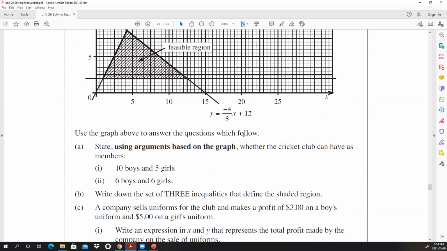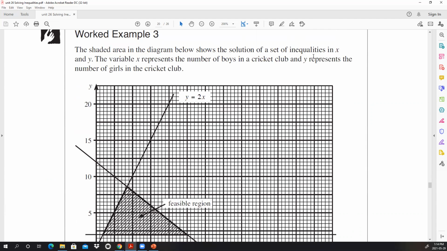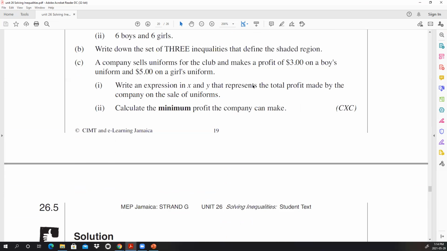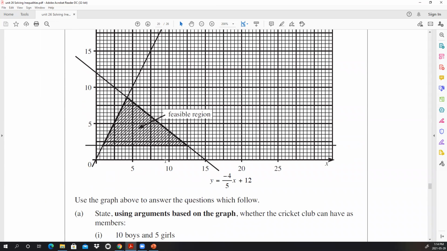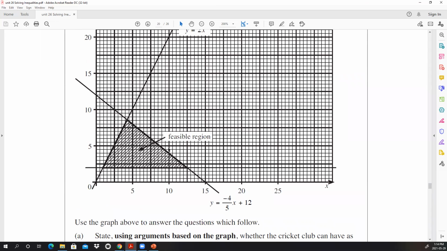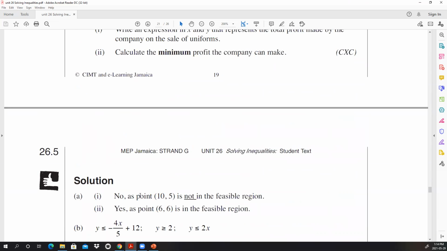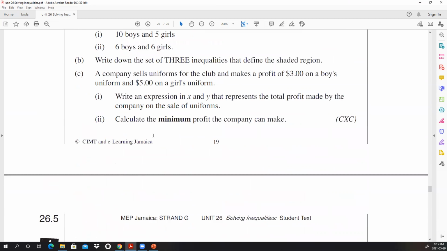So going back to what it said, we have to make sure we know what X and Y represent, clear as day. It said the variable X represents the number of boys and Y represents the number of girls, right? So when they say 10, 5, 10 is here and 5 is right here. So 10, 5 is just outside the feasible region. As the answer said, no, this point is not in the feasible region.